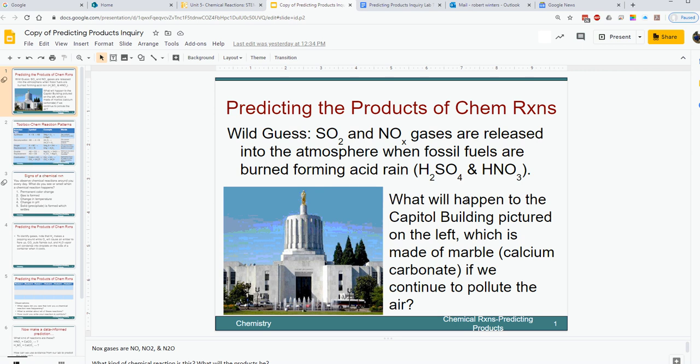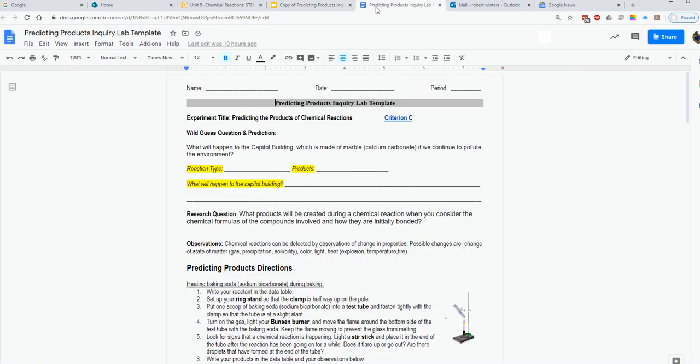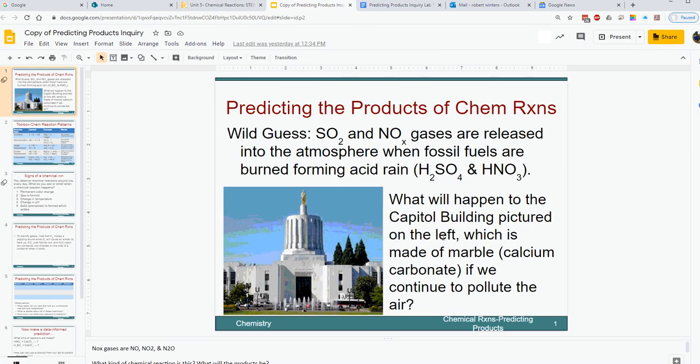We're going to start off here with a scenario about our own state capitol in Salem. This is the Capitol building right here. It is made of calcium carbonate. What will happen to this big building if we continue to pollute the air? Let's go back to our form. We're going to take calcium carbonate. Was that what they told us here? Calcium carbonate, yes. And we're going to mix it with acids, sulfuric acid and nitric acid.